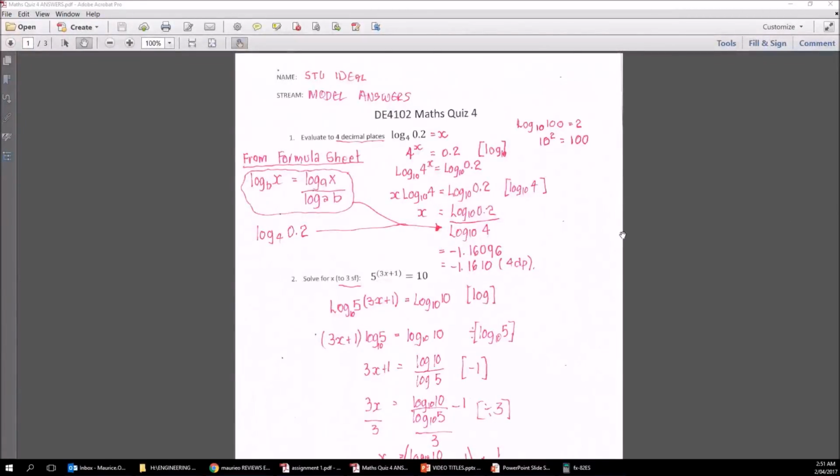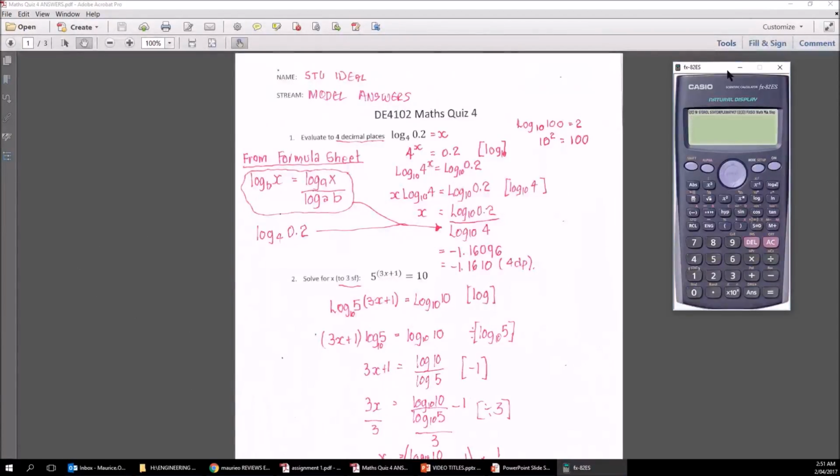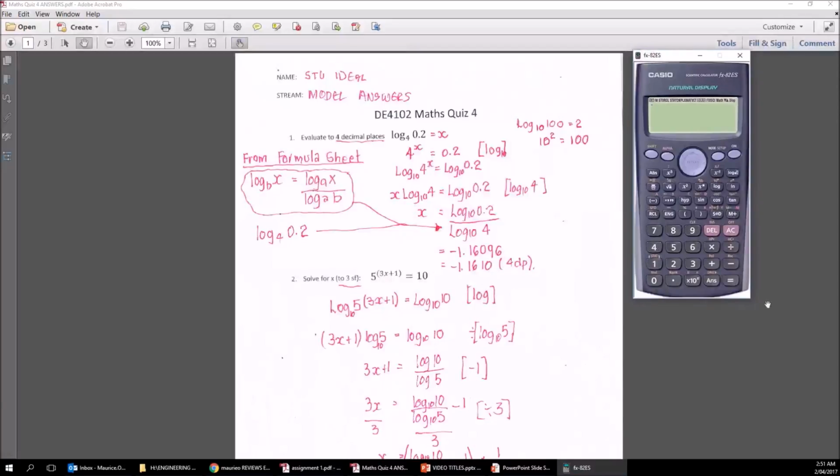So, question 1. Evaluate to 4 decimal places log to the base 4 of 0.2. Now, when I'm dealing with logs, I find, and this is what's easier for me, that logs follow a particular pattern.